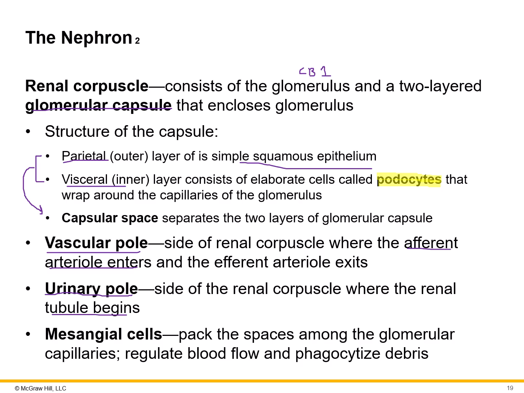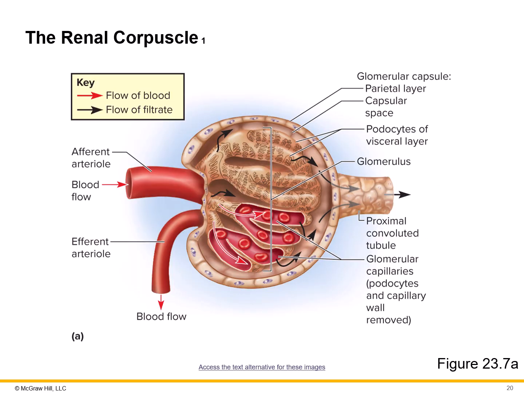All right, then lastly, we have these mesangial cells. Again, another specialized type of cell here, and their job, okay, they pack the space among the capillaries. So they're kind of in that space between our parietal and visceral layer. And they are going to help regulate blood flow, and they can also phagocytize. So if any debris were to get in to the kidney, to the tubule portion, these mesangial cells can take care of it. So here is our renal corpuscle.